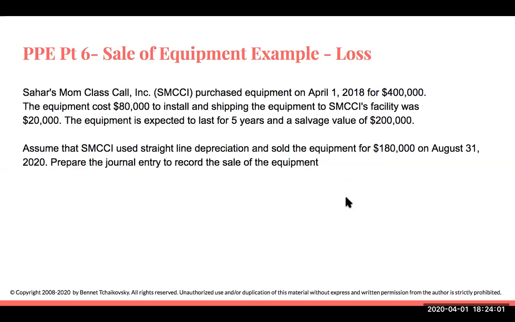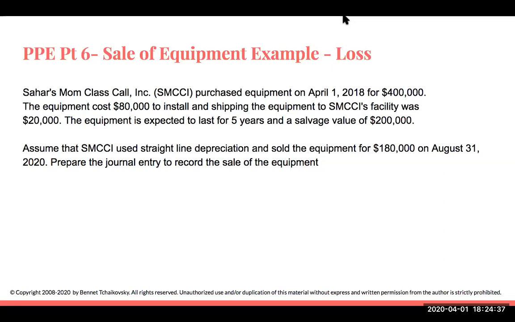So let's go back over here to Sahar's mom's class call. Purchased equipment on April 1st for $400,000, cost $80,000 to install, and the shipment to the facility was $20,000. Equipment is expected to last for 5 years and has a salvage value of $200,000. So here's our first situation where we're going to have a loss. Assume that Sahar's mom's class call used straight line depreciation and sold the equipment for $180,000 on August 31st, 2020. Prepare the journal entry to record the sale of the equipment.